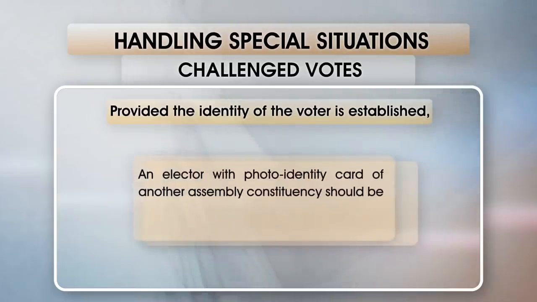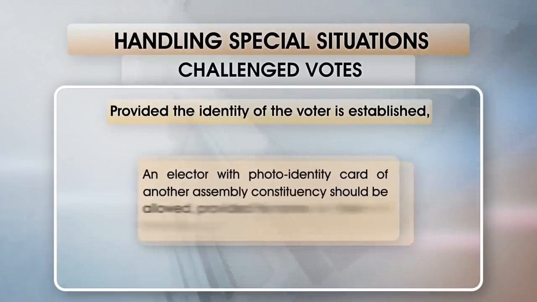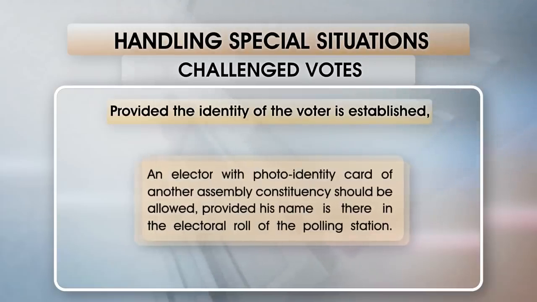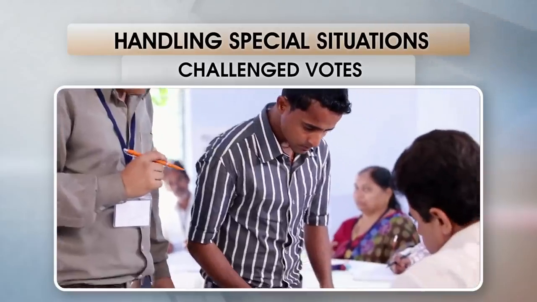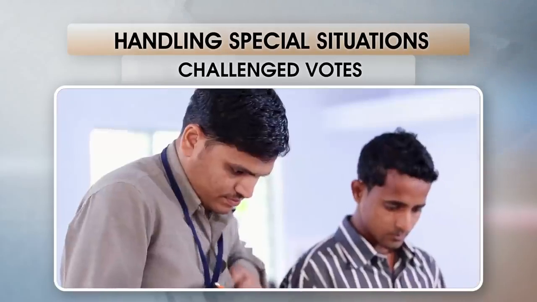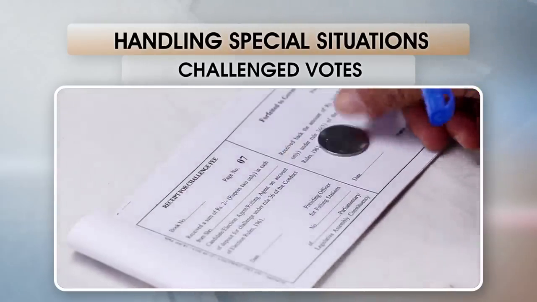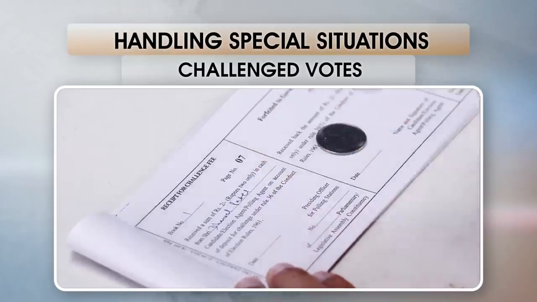An elector with photo identity card of another assembly constituency should be allowed, provided his name is there in the electoral roll of the polling station. The polling agents can also challenge the identity of the voter. He has to submit 2 rupees for each such challenge, for which he is to be given a receipt.